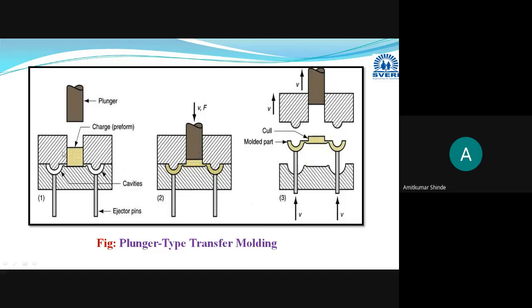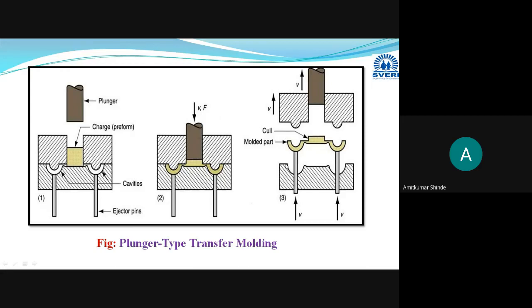And then due to the pressure and due to the heat, this charge will get semi solidified, or it will get transformed into the liquid stage, and it will get transferred into the cavities through this gate and runner arrangement. The mold is kept in the closed position only, and sufficient curing time is provided. After sufficient curing time, that material will get solidified and it will acquire the shape of that mold cavity.